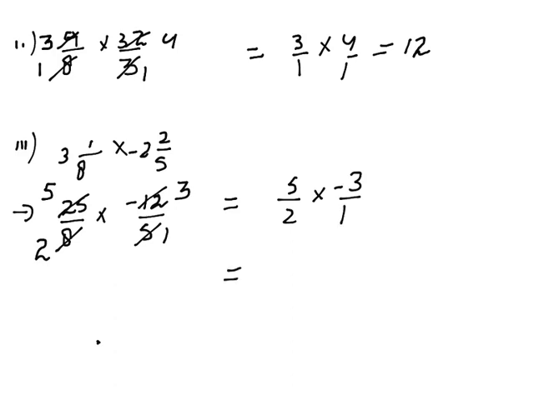Our final answer will be negative because here we have one positive and one negative, opposite signs. So we will get the answer in negative. Negative 5 times 3 is 15. 2 times 1 is 2. So our answer is negative 15 by 2.